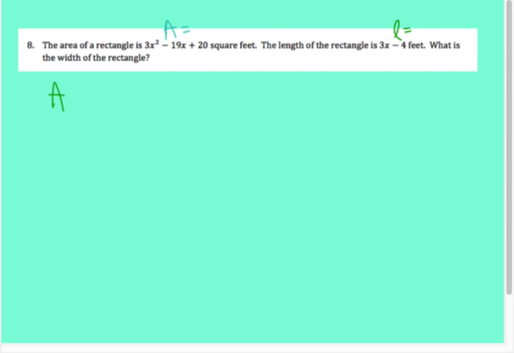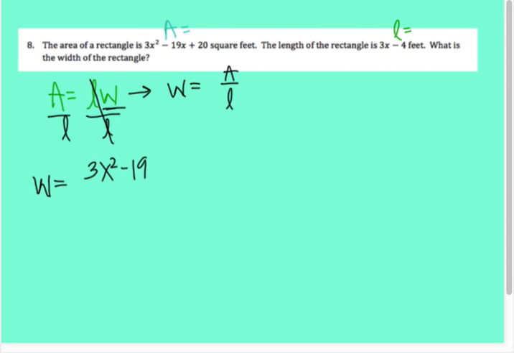Well, I would think the area of a rectangle is length times width. Okay, and we are trying to figure out the width. So if I want to get w by itself, divide both sides by L. W equals the area divided by the length. So my area is 3x squared minus 19x plus 20 divided by my length, which is 3x minus 4. So I'm going to go ahead and do this using long division.